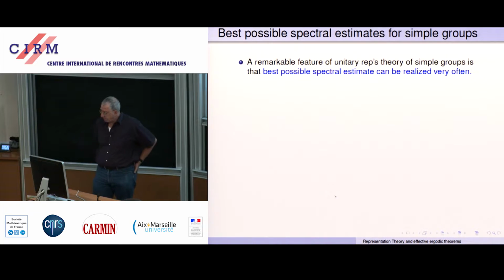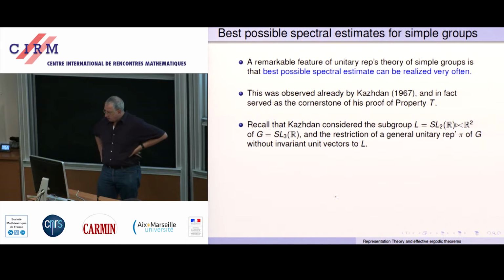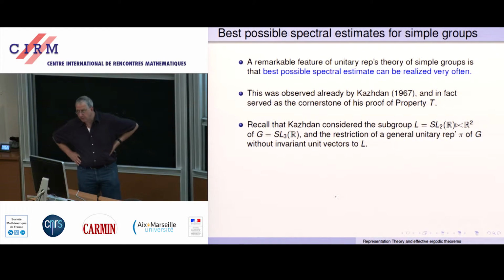So let me briefly continue where we stopped last time, that it's a remarkable feature of unitary representation theory of simple groups that the best possible spectral estimate can be realized very often. And this was observed already by Kazhdan, as we noted, and in fact served as the cornerstone of his proof of property T. Kazhdan considered the subgroup L, which is the semi-direct product of SL2 and R2, and the restriction of a general unitary representation pi of G without invariant unit vectors to L.